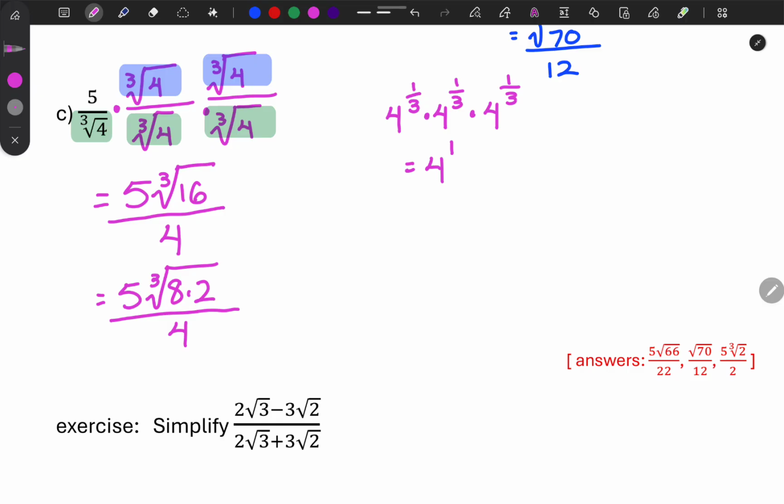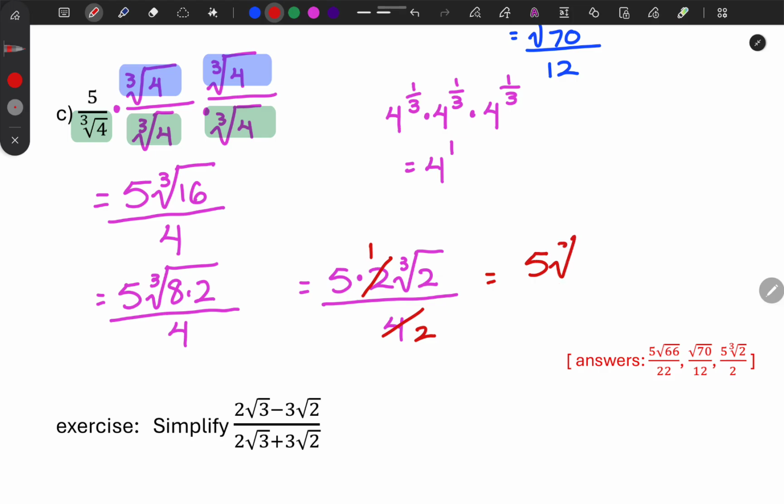And we know that the cube root of 8 is going to be 2. Let's just bring this over to the right. This is going to be 5 times 2 times the cube root of 2 over 4. And now look at that, we have something else we can reduce out. So 5 times 2 is 10, but we also have the 2 and the 4. That becomes a 1, that becomes a 2. And this is actually going to be 5 times the cube root of 2 all over 2.